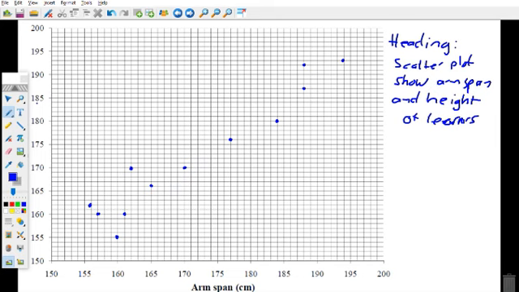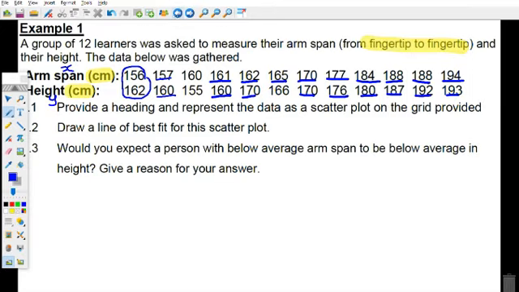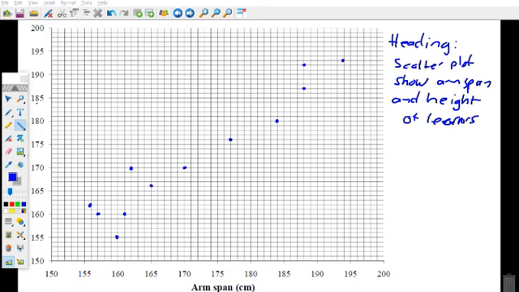All right. Does your scatter plot look a little something like that? All right. So, now we're going to draw a line of best fit for this scatter plot. So, what kind of line is this? It's a straight line. So, we're going to take our ruler, and we're going to make a straight line where we get as close to as many of the dots as we can.